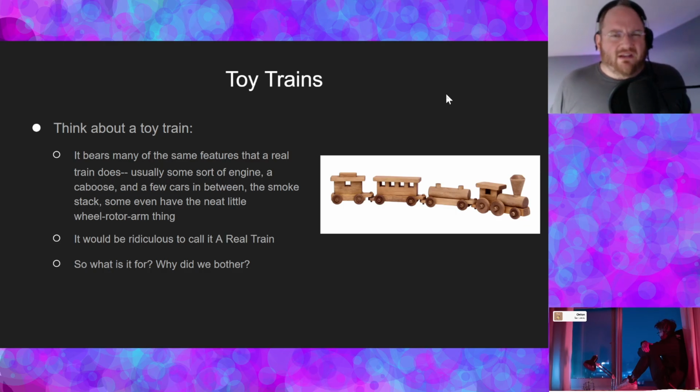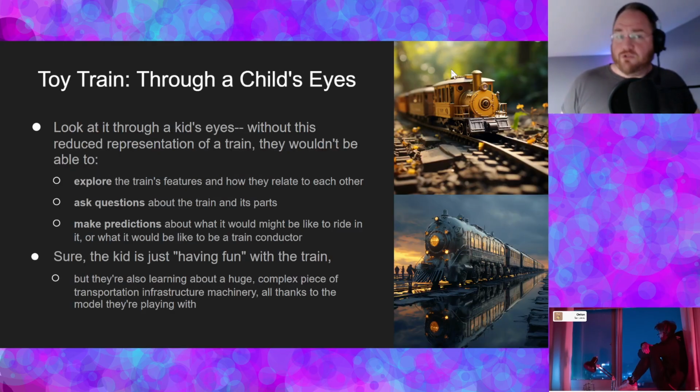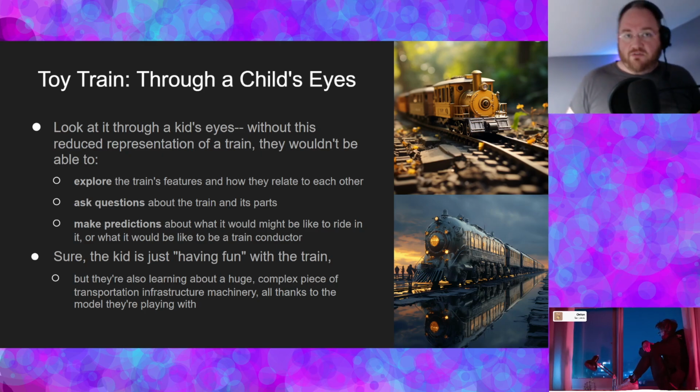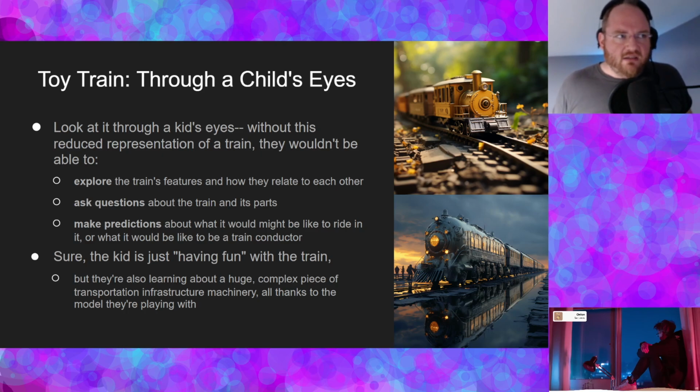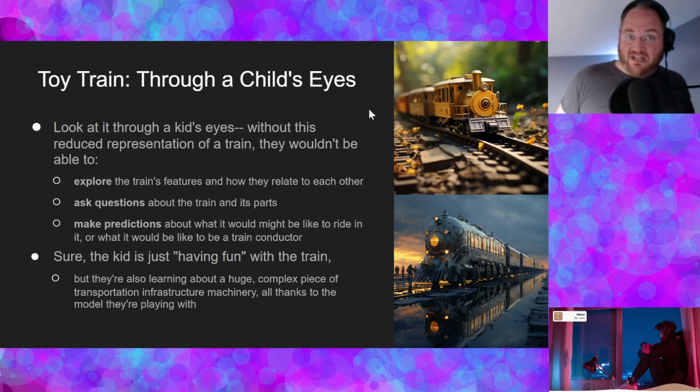But why did we do it at all then? What's the point of it? Why make a toy train? Think about it through a child's eyes. Without this reduced representation of a train that we've made here and set in front of them, right? They wouldn't be able to do a whole lot of interesting things that they do when they're playing, right? So they wouldn't be able to explore the train's features and how they relate to each other. Like, oh, there's wheels. Oh, there's 3 wheels on each side of this one. Whatever, right? They wouldn't be able to ask questions about the train and its parts.